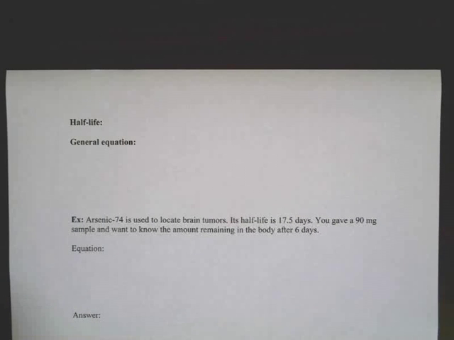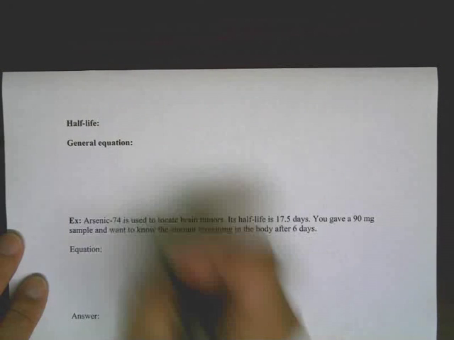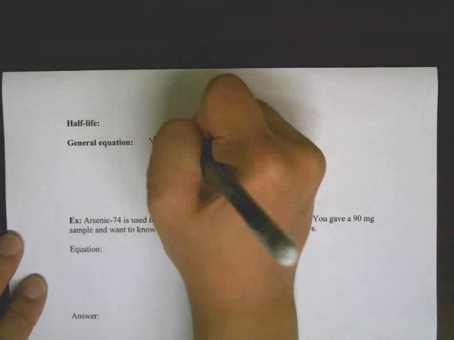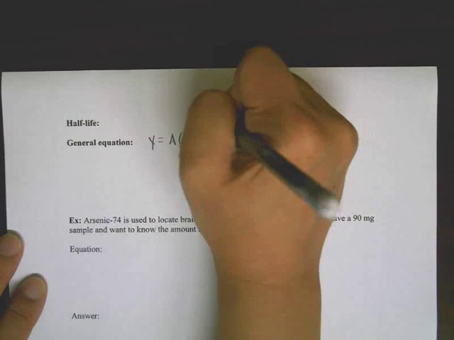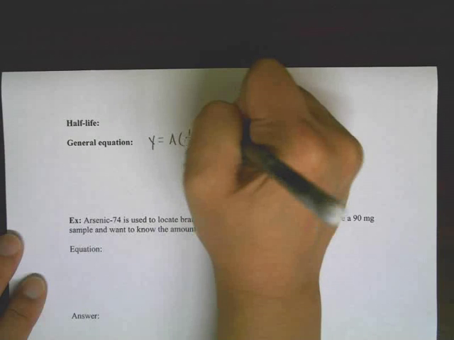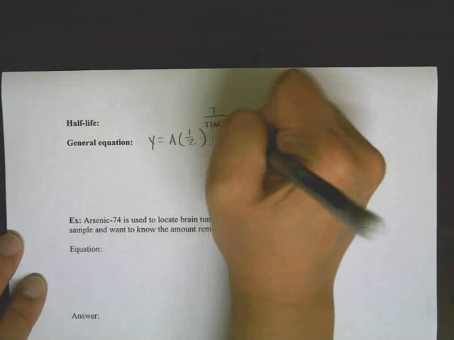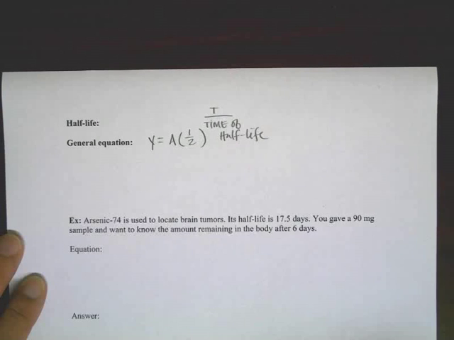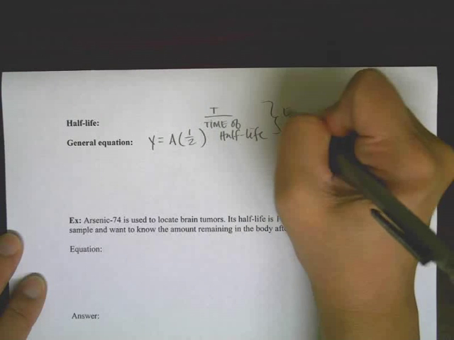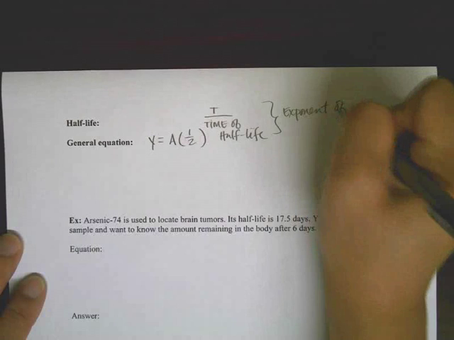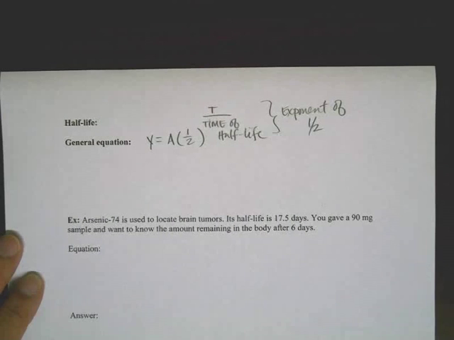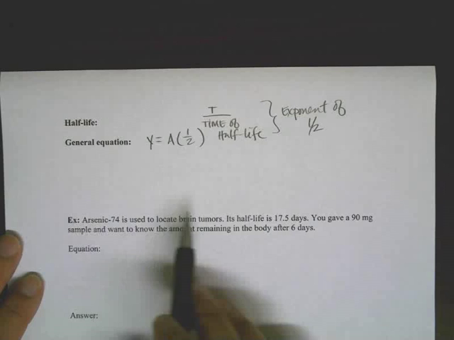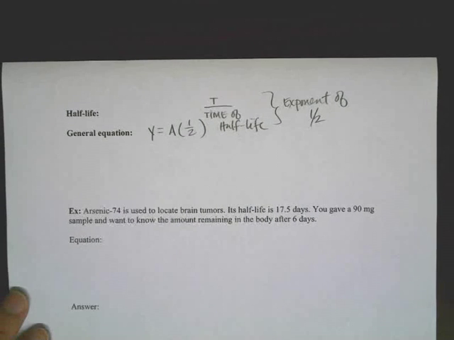Our next word problem is about half-life. Half-life problems are usually the ones that you use for medicine. So our half-life equation is y equals a times 1/2 to the power of the time over the time of the half-life. So this whole thing here, this is your exponent of the 1/2. Your A is your initial sample, and your t is time.